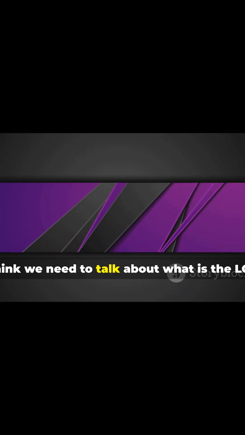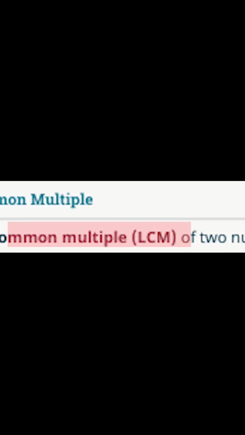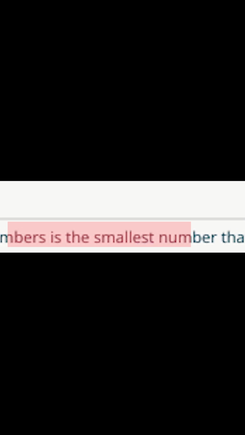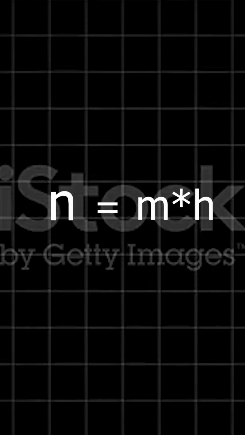First, I think we need to talk about what the LCM is. The least common multiple is the smallest number that is a multiple of each of the two numbers you have. That means it's just the smallest number that can be a multiple of both of the numbers we have. That's quite simple. Well, now let's see what we can do about it.